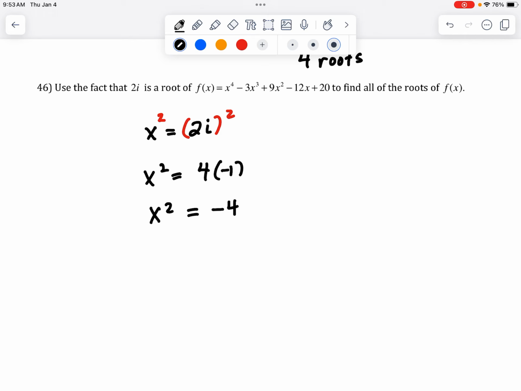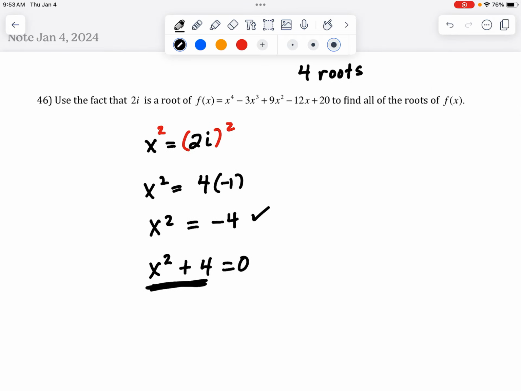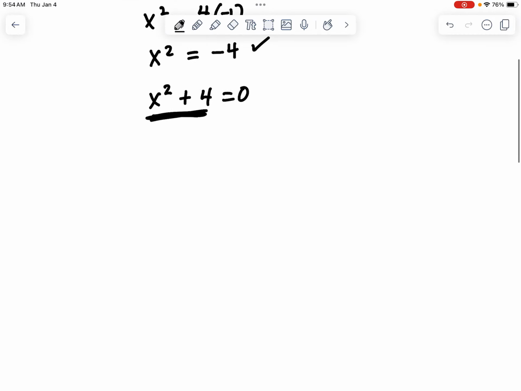Or if you move the 4 to the other side, right before they had x squared equals negative 4, they must have had x squared plus 4 equals 0. That means that this is a factor of the polynomial, which means that x squared plus 4 will divide into this polynomial evenly. So the next thing to do is divide. And I just need a little more space.